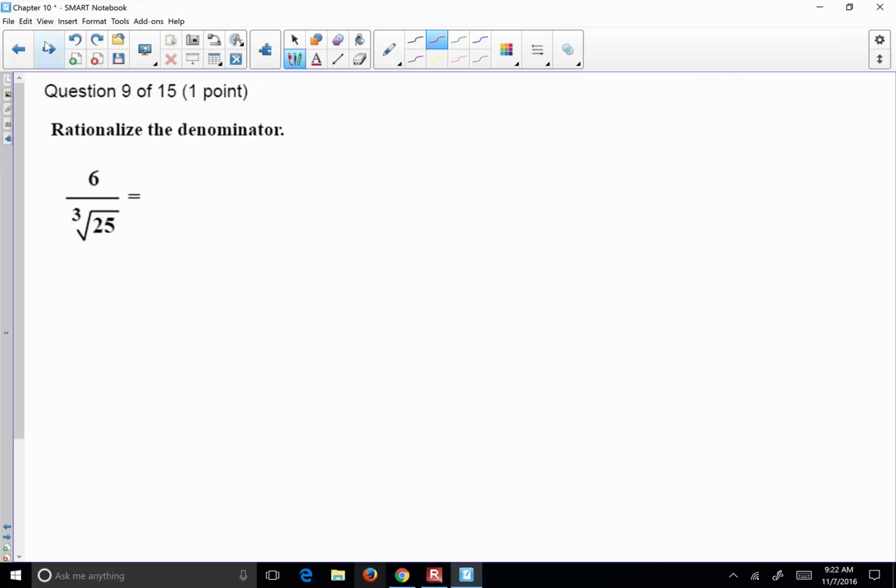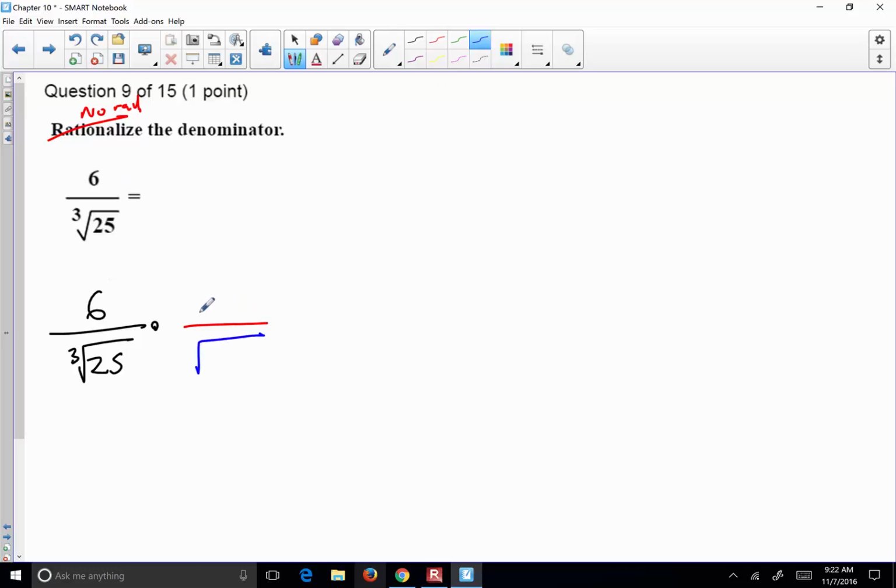All right. Here comes the next question. This time there are no variables to save from prison, but all numbers. The question is, what shall we multiply 25 with, both top and bottom, so you can have no radical? Rationalize means no radical again in the denominator.